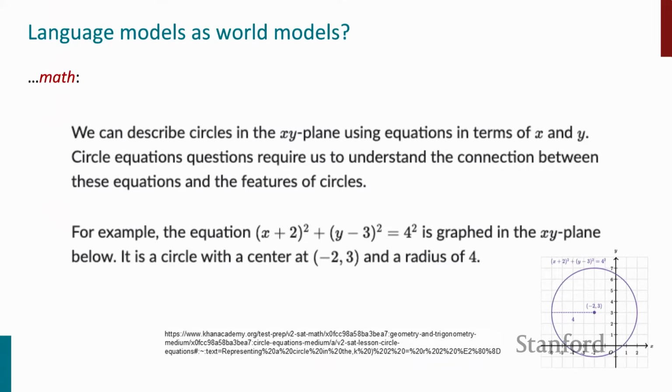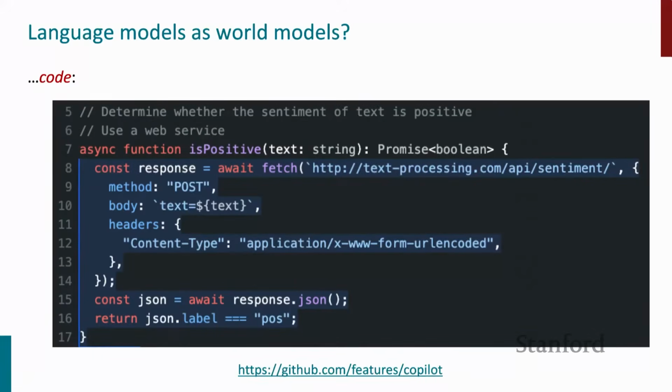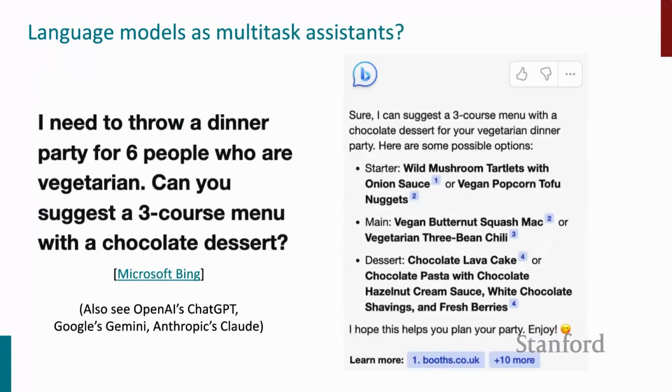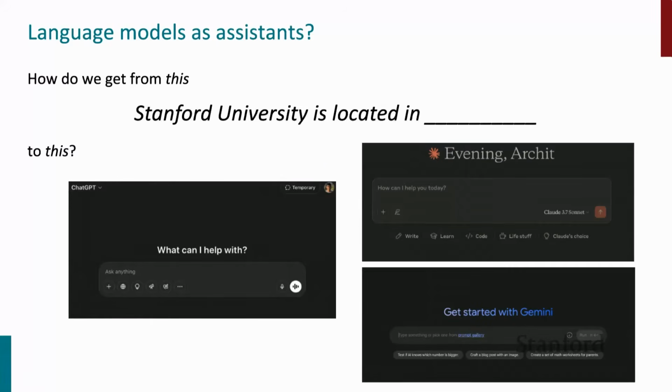Similarly, we can ask them to do math questions. We can ask them to generate code. They have fairly reasonable medical understanding as well. And more importantly, we can start transforming these models into assistants. So the question we'll get back to is, okay, pre-training gave us all that, so how do we actually make this into assistants?